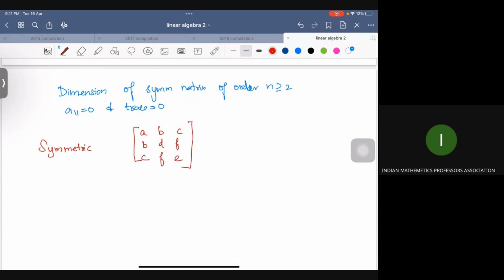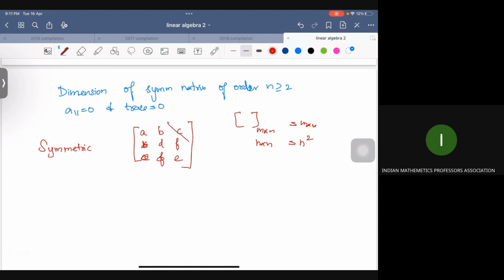So this is a symmetric matrix. Here the elements are the same. The dimension of an m by n matrix is m into n. The dimension of an n by n matrix is n square. Here we have to find the dimension of the symmetric matrix.